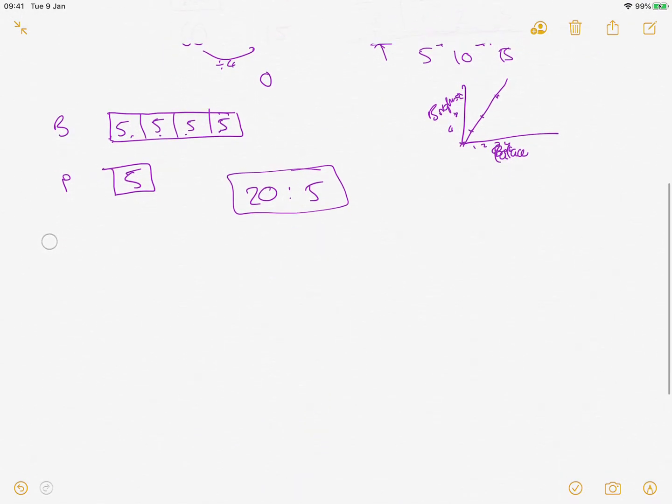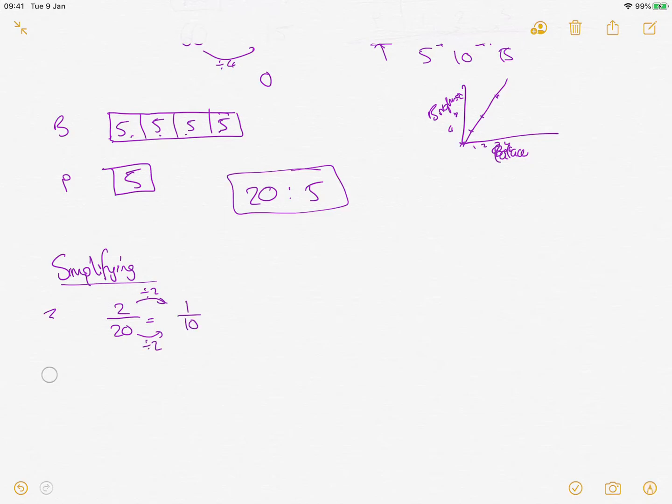Next thing we're going to look at is simplifying. It's really, really similar to simplifying fractions. So when you have a fraction of, say, 2 over 20, you could simplify that because they're both divisible by 2. So that would be 1 over 10.